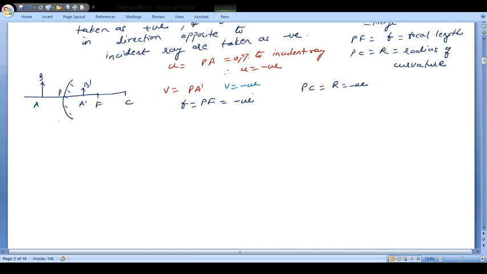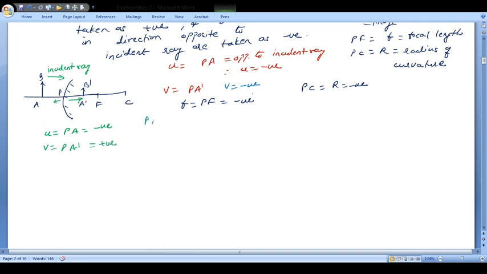Okay, now in this case what will be u? u is equal to PA. This is the direction of incident ray. And what is PA? PA is opposite, so this will be negative. v is PA dash. PA dash is in this direction and the incident ray is also in the same direction, so it will be taken as positive.